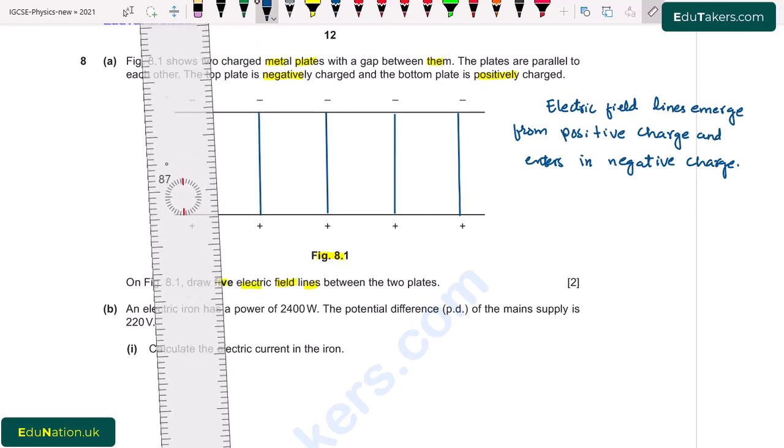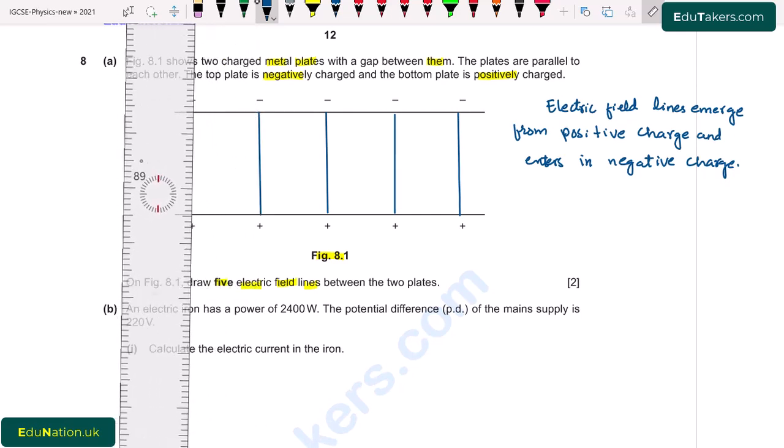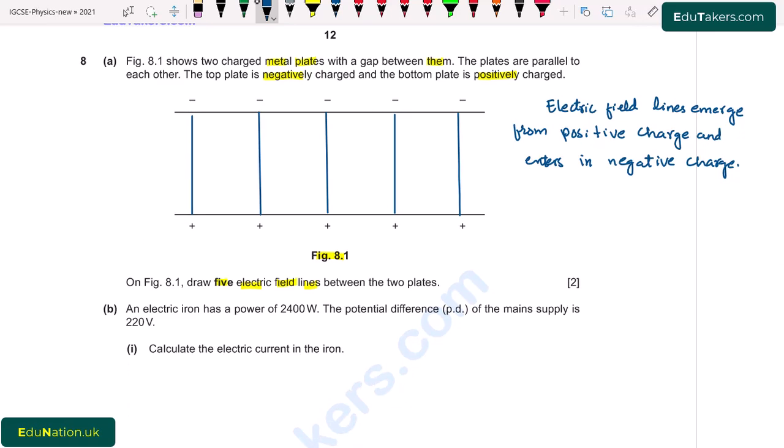Fourth, and this is the last one. We also have to place arrows to show its direction. So these are the electric field lines between two plates.